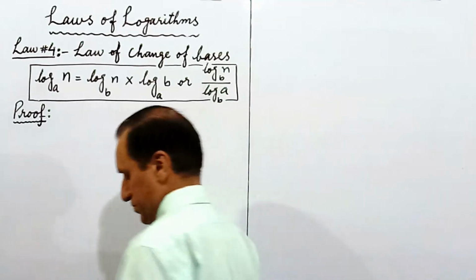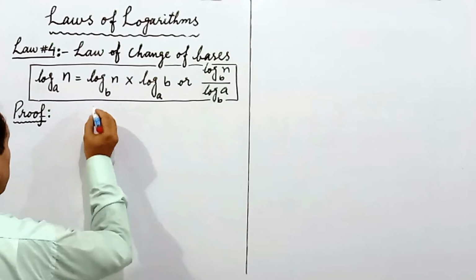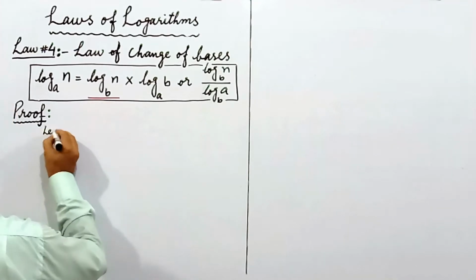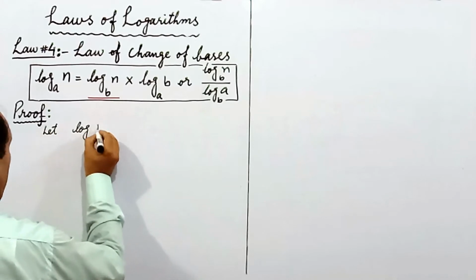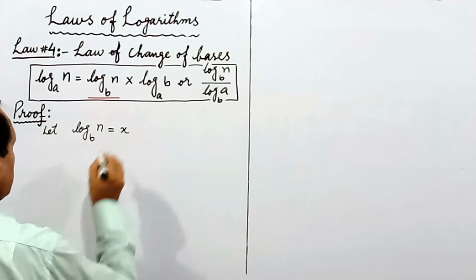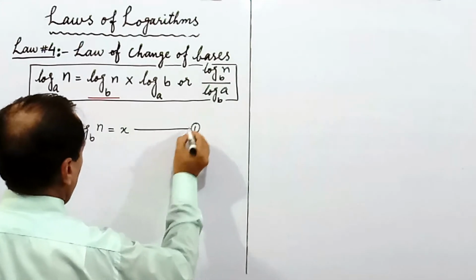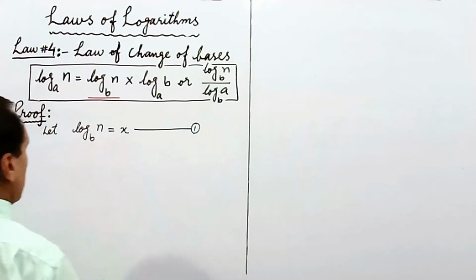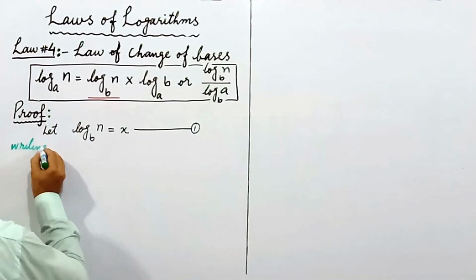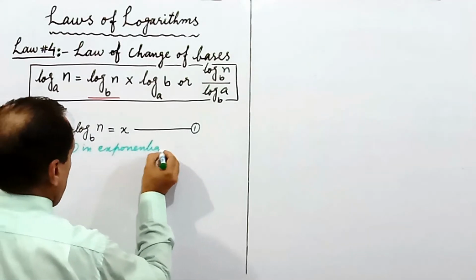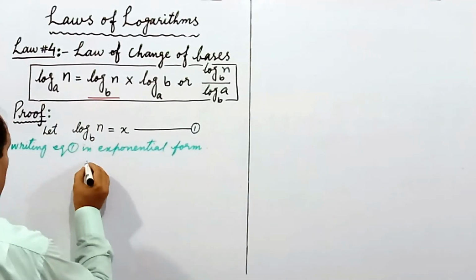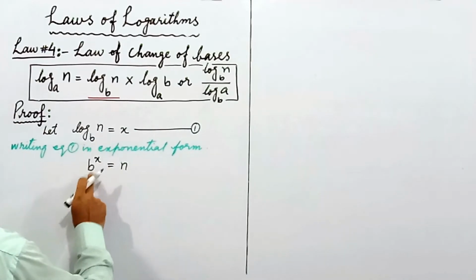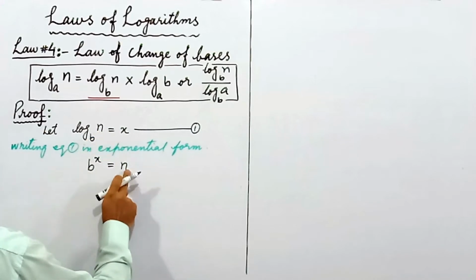Let's prove this law. To prove this, we take this value equal to variable x. Let log n to the base b is equal to x. We name it as equation number 1. As this equation is in logarithmic form, we have to write it in exponential form to proceed. We have b raised to power x is equal to n. As we know that base remains base, equal value will become power and n will become equal value.